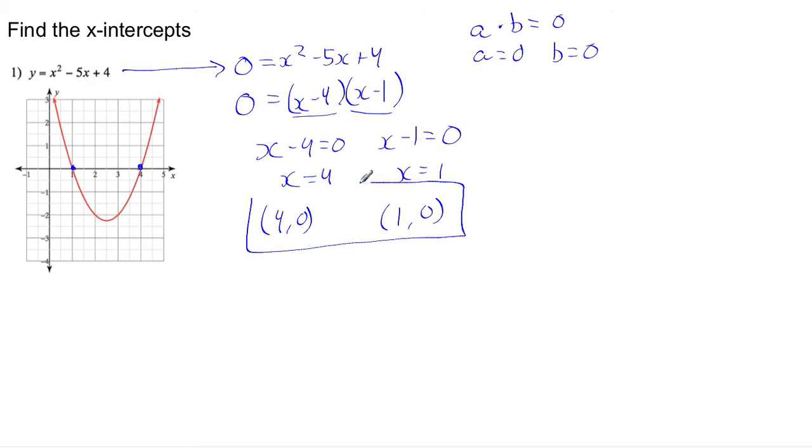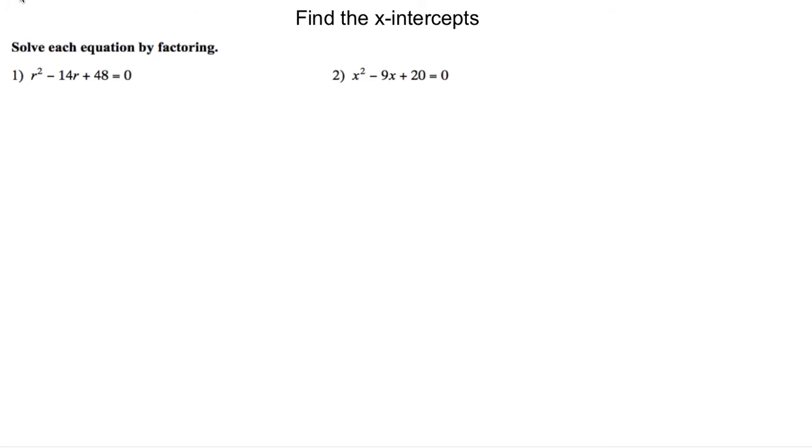Again, because these are points on a graph, these are x-intercepts. So let's look at these. There is no graph here. So I'm going to factor these just as I did before.